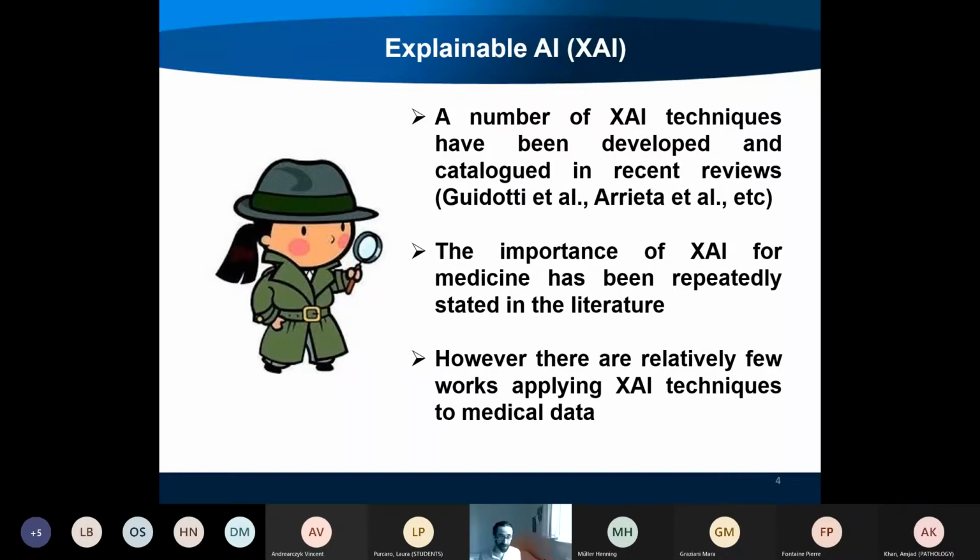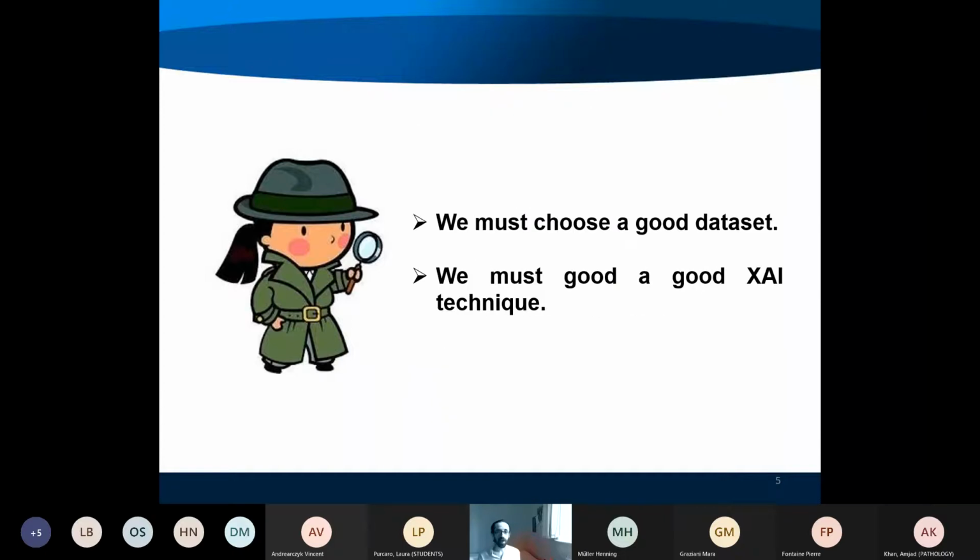And although this was stated very clearly, at the point that I started studying this at the start of my PhD, there weren't a whole lot of papers on this topic, right? People were expressing the need for this, but the applications weren't done yet, or very few.